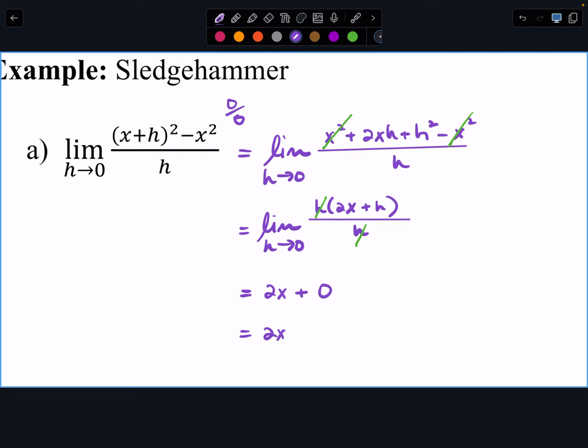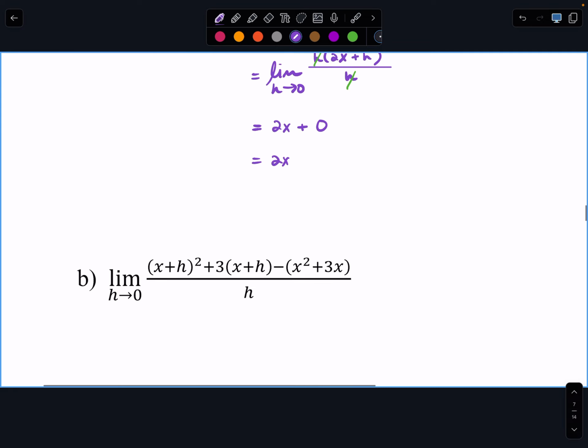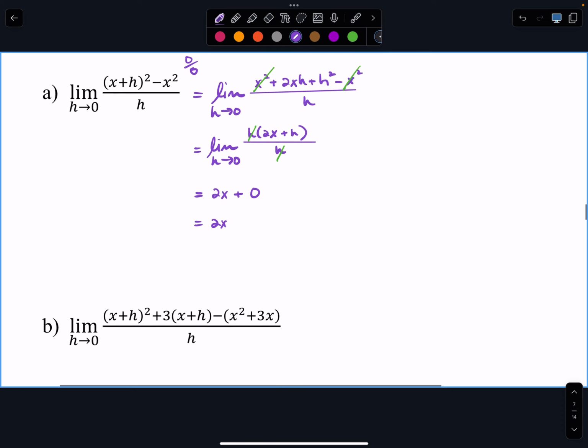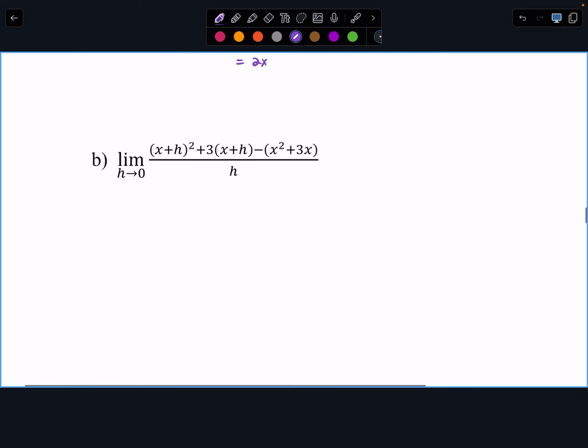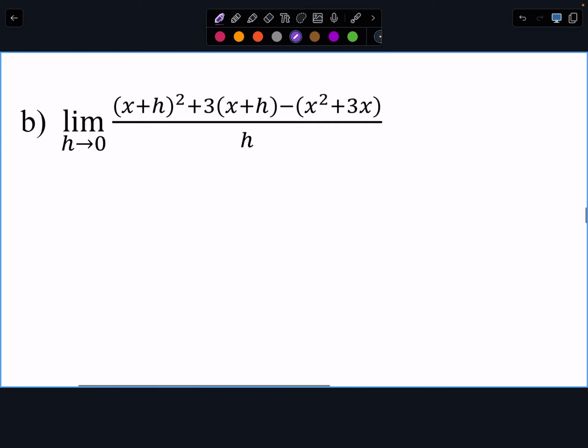All right, in the same groups, go ahead and sledgehammer the next one. Talk to each other about how you are sledgehammering.